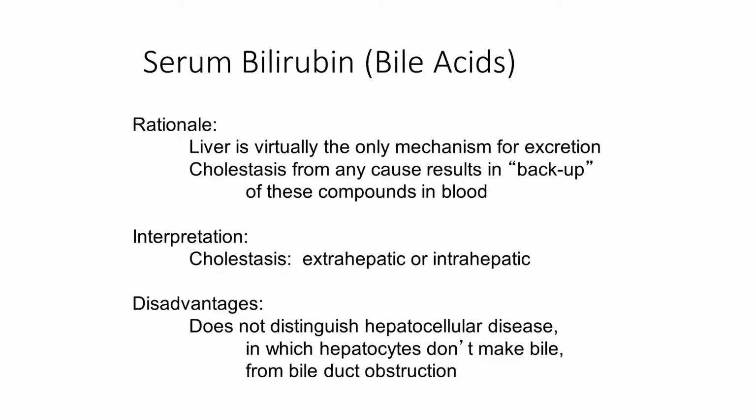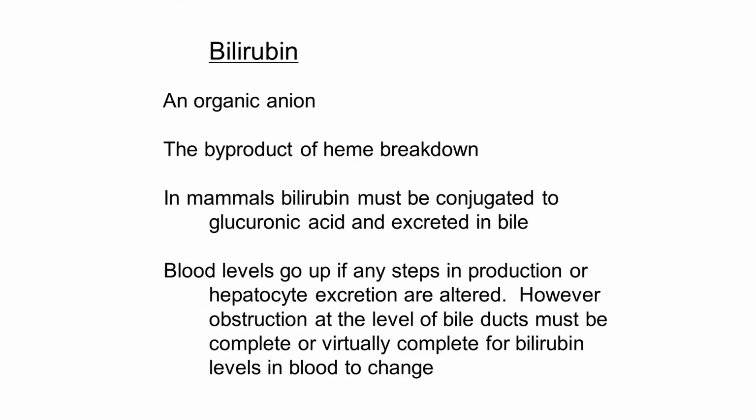So the disadvantage of your serum bilirubin is that it could not distinguish your hepatocellular diseases, like your hepatitis, in which hepatocytes don't make bile, from bile duct obstruction. So that's one of the things that you should take note of with regards to your serum bilirubin.